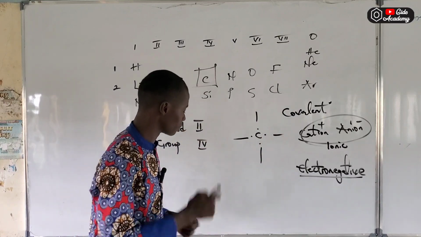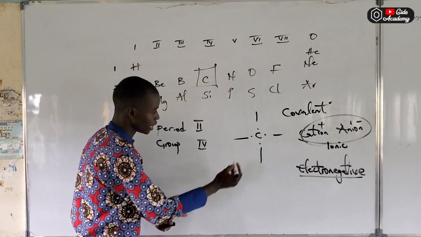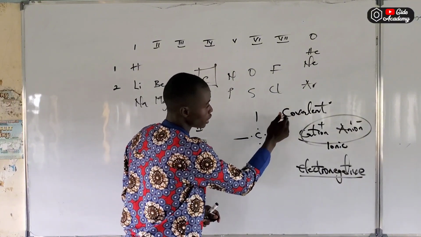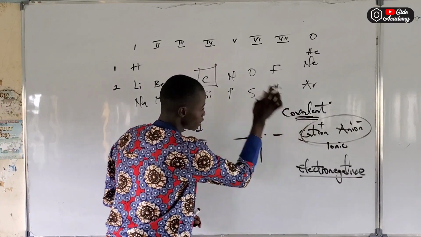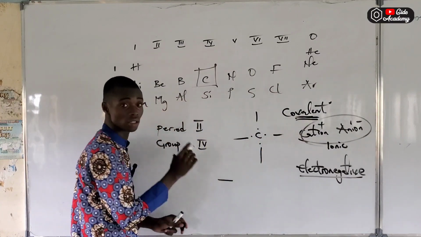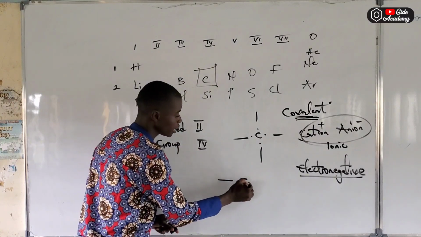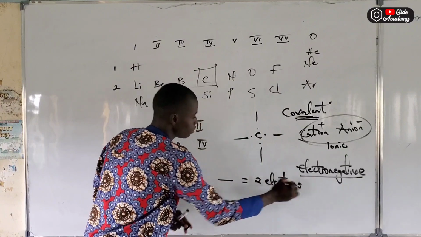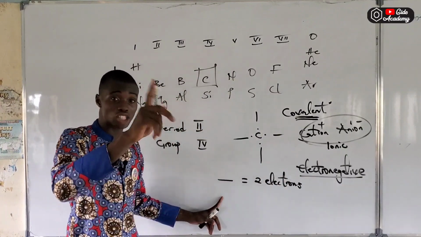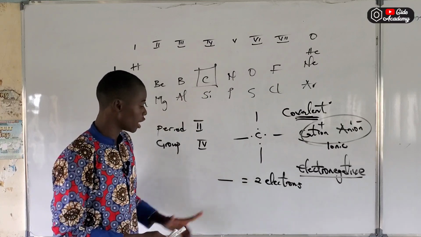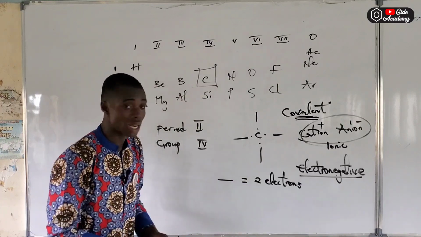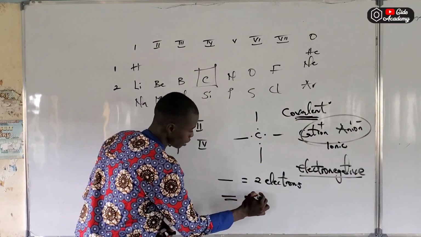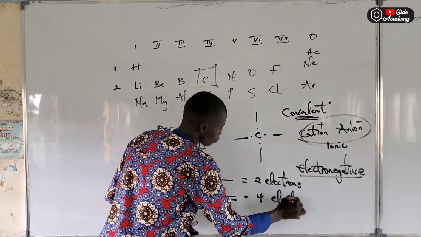Now let me come back again. Like what I said the other time, carbon undergoes the kind of bond that is covalent. But please look up. This is what I want you to take note of: a bond is equal to 2 electrons. That means for a bond to be formed, 2 electrons must be present. I repeat, a bond is equal to how many electrons? 2 electrons. That means a double bond is equal to what? Yes, you are correct. 4 electrons.